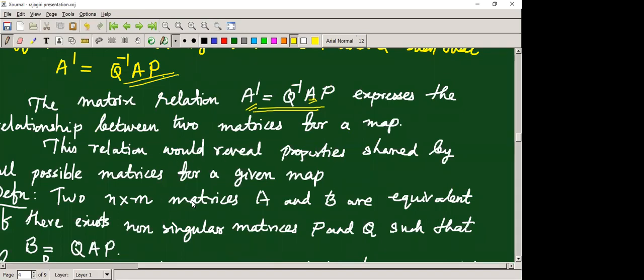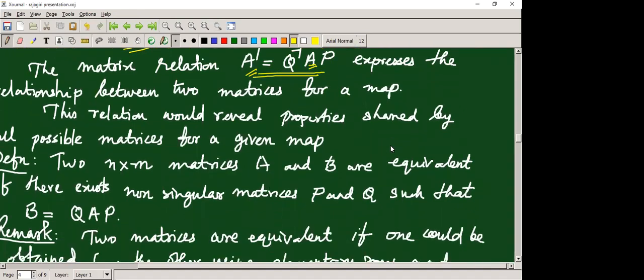So two n by m matrices A and B are equivalent. So this is an important concept. Two matrices are said to be equivalent if there exist non-singular matrices P and Q such that B is equal to QAP. So why have we avoided the inverse here? Because we are considering all n by m matrices, and Q is any non-singular matrix actually. So in place of Q inverse, you can write the general form Q, because we are considering all non-singular matrices. That is why in this definition, in place of Q inverse, Q comes.